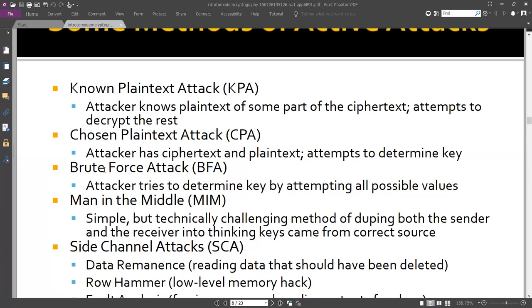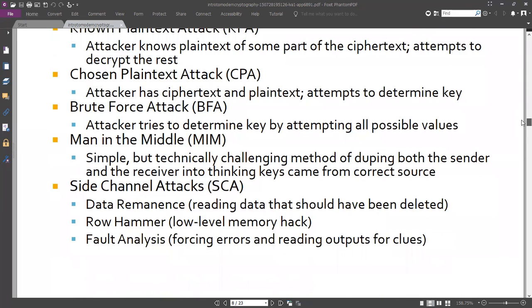Then we have man in the middle, or MITM. A simple but technically challenging method of duping both the sender and the receiver into thinking keys came from the correct source. Mainly this one occurs if there is a place where your data is encrypted.